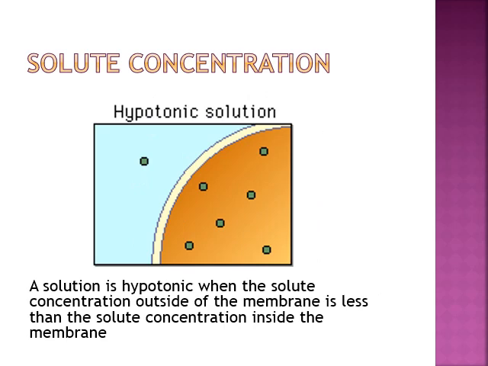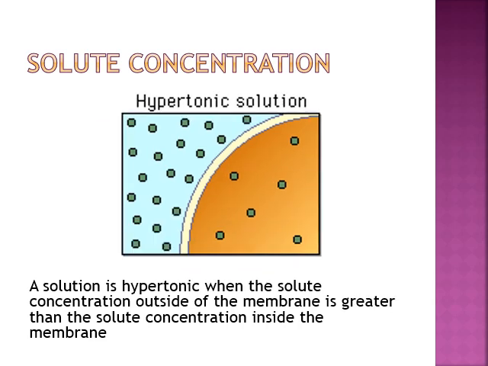Hypotonic, hypo means small, a hypodermic needle. Hypoglycemic. You have less solute in solution than you have in the cell. Right, so hypo is small, less solute. If you have less solute in solution than in the cell, that is hypotonic. Smaller amount of solute.